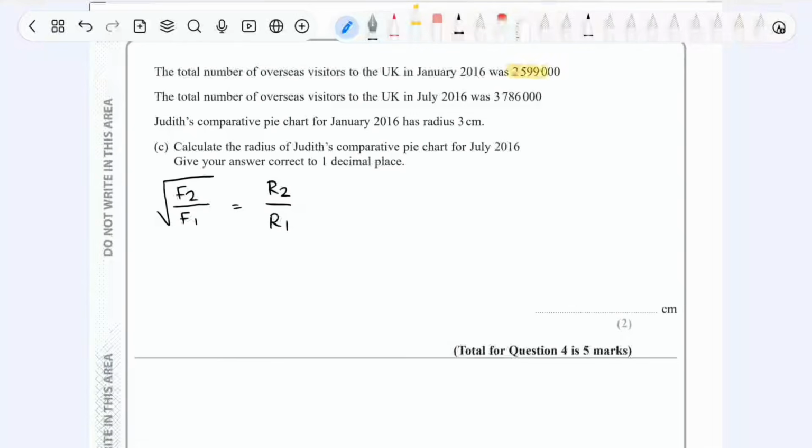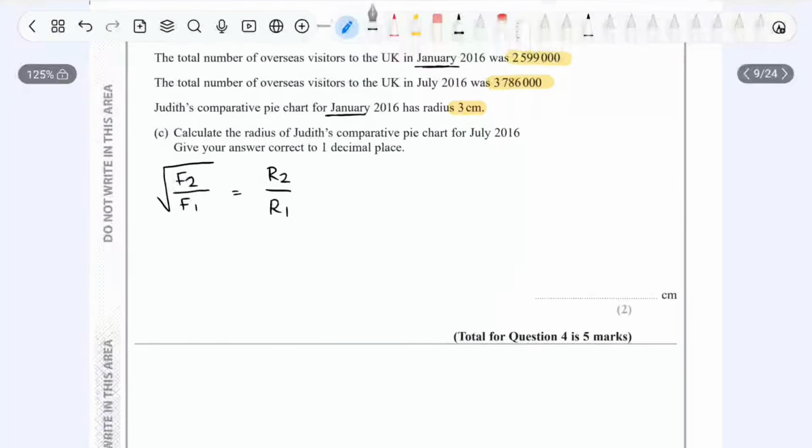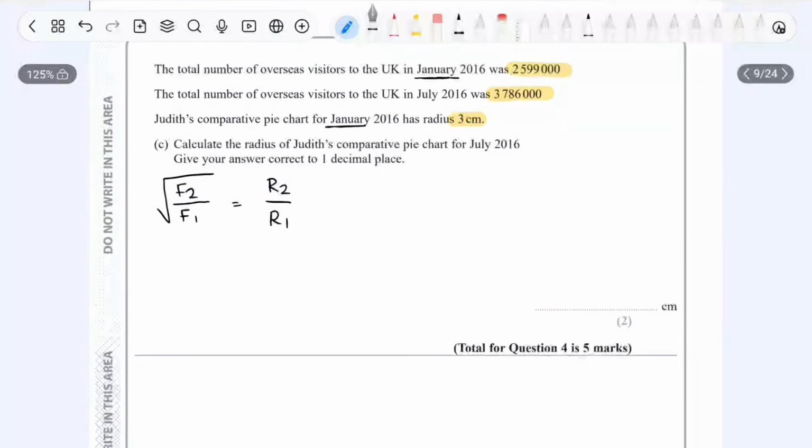Here we can see this, this, and this. They just stand out to me. They don't particularly mean anything at this point in time. But you can see that this and this, the top and the bottom pieces of information, they link. They're both for January 2016, and you can kind of see that they link together.